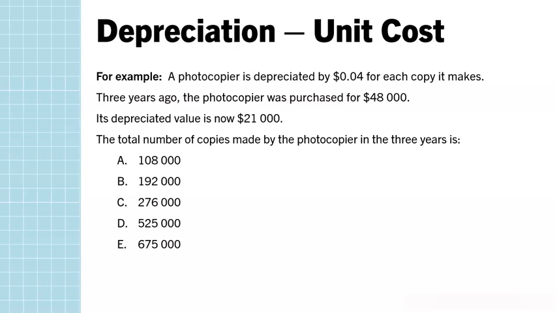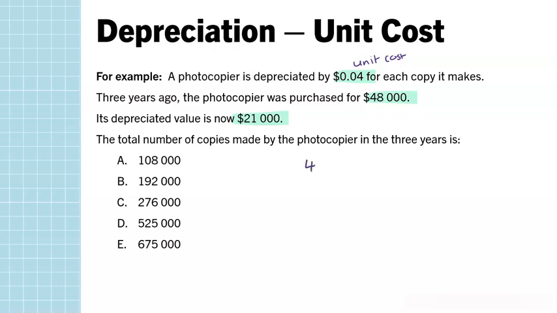So firstly, we want to work out how much the copier has depreciated, and then we can divide that value by its depreciation per use. And that will allow us to work out how many times it was used in that time period. So the 3 years here is actually not relevant information, but the two values and the unit cost is. So this value here is what we call the unit cost per use of the unit.